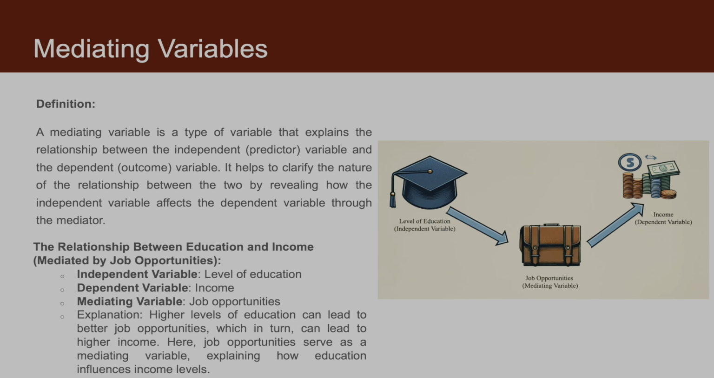To give an example, the relationship between education and income, mediated by job opportunities. The independent variable in this example is the level of education. The dependent variable is the income, and the mediating variable is the job opportunities. To explain this example, a higher level of education can lead to better job opportunities, which in turn can lead to a higher income. Here, job opportunities serve as a mediating variable explaining how education influences income levels.